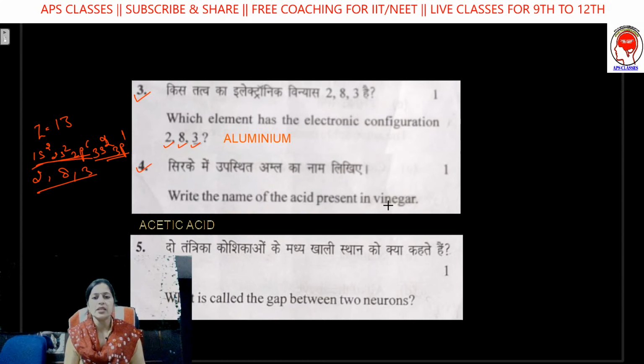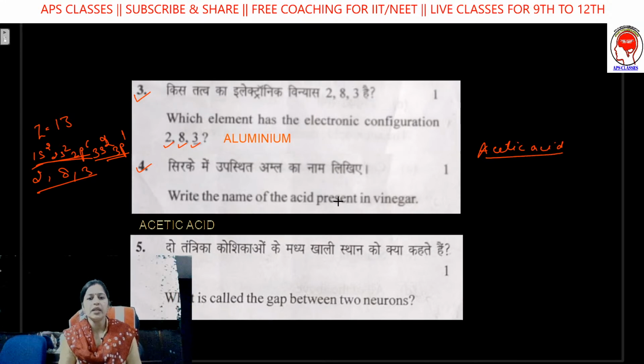Next is your question number 4: write the name of the acid present in vinegar. उस एसिड का नाम बताएं जो विनेगर में पाया जाता है. The acid present in vinegar is acetic acid.